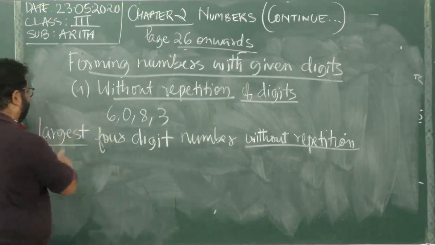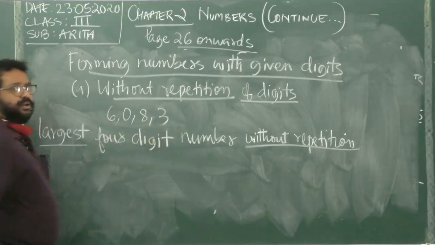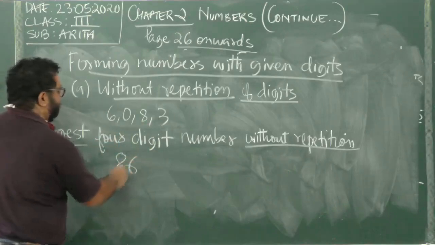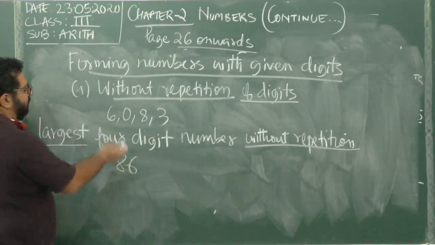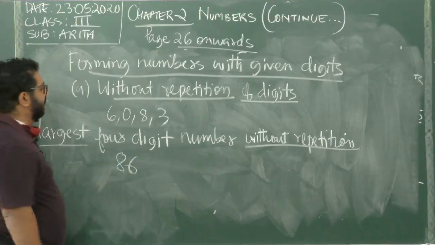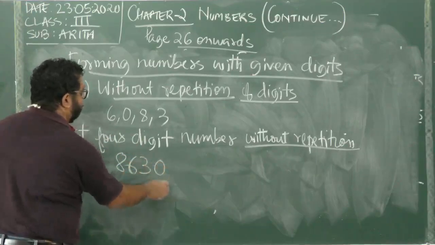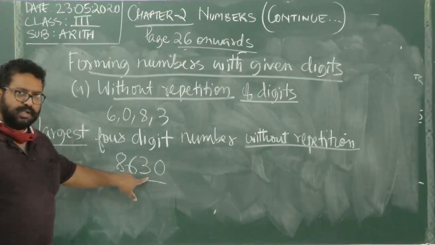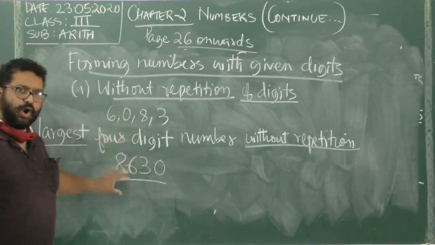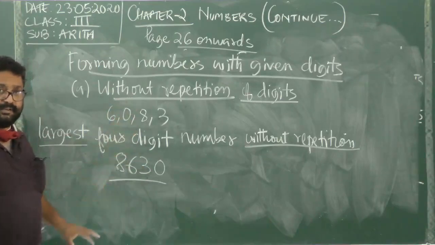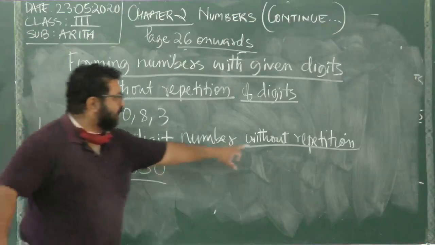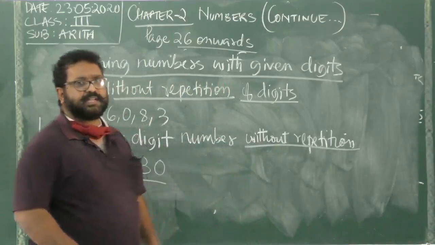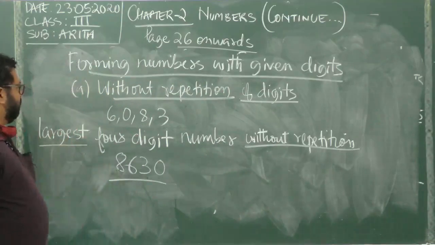So to get the largest, we need to see the largest number out of these 4. We have 8. Then we see 6 is larger than the other remaining, but smaller than 8. Then we have 3, then we have a 0. So this is again a 4-digit number, 1, 2, 3, 4. All right, we have taken all the digits given, plus we have not repeated any of these numbers. Do you understand? This becomes the largest 4-digit number.